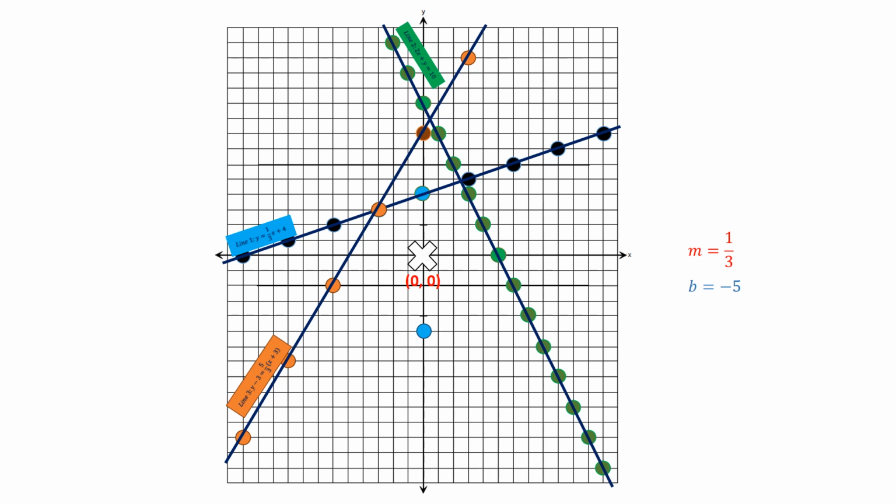Now we're going to use the m, or the slope, the rise over run, and rise 1 and run 3. And then we're going to plot a point. And we're going to continue the process from that point. Rise 1, run 3, plot a point. Again, rise 1, run 3, plot a point. Again, rise 1, run 3, plot a point.